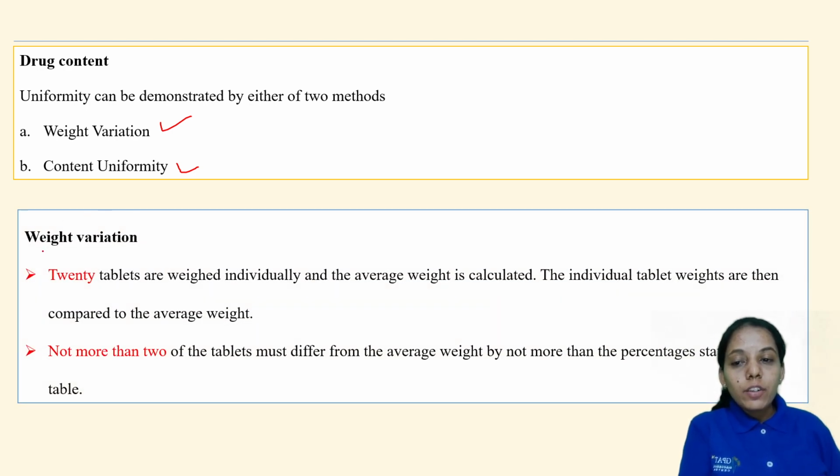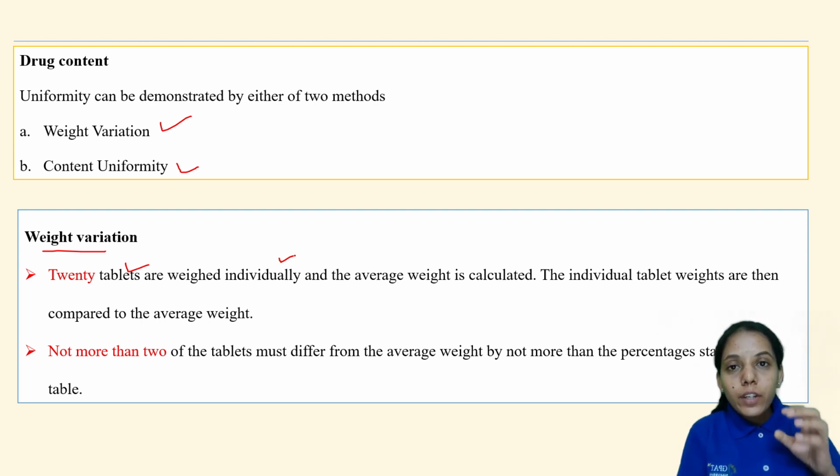For weight variation, we use 20 tablets. It is not like one tablet is having 500 mg weight and another is having 600 mg. The variation should be small. So randomly we have to take 20 tablets and weigh them individually, one by one. Then we calculate the average weight of those tablets, and compare the individual weights with the average weight.